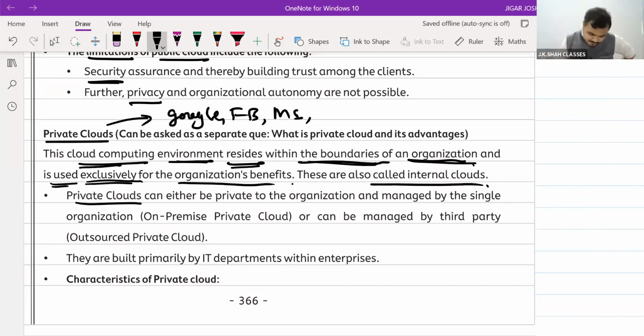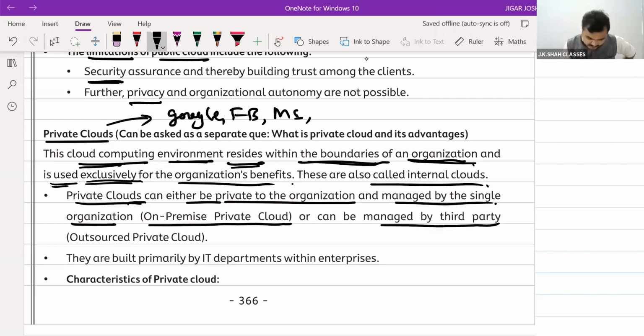So, private cloud can either be managed by a single organization, that is on-premise private cloud, or can be managed by a third party, called outsourced private cloud. So on-premise private cloud and outsourced private cloud. Am I clear to everyone? Are you there with me? Say yes.